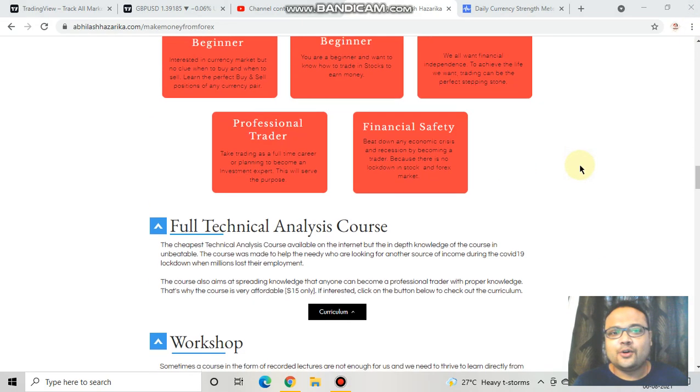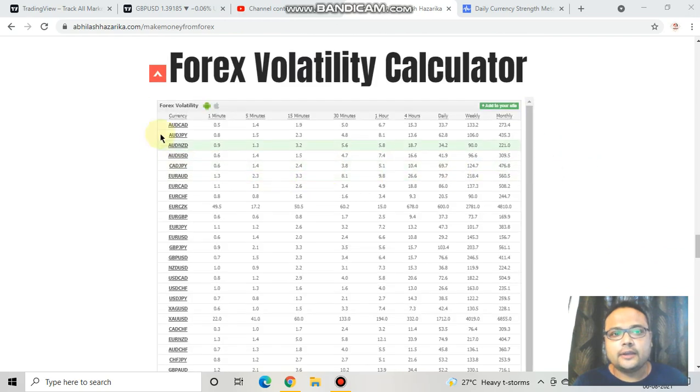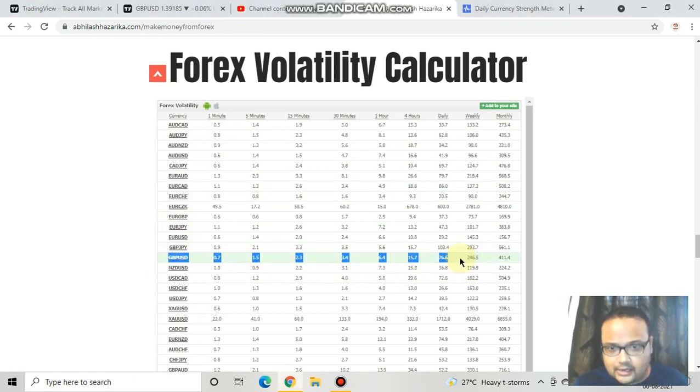Anyways, if we go to the forex volatility calculator, you'll find the calculator on the same page. You can see that right now hardly there is any movement in the market. In the 1 minute chart, 0.7 pips movement. In the 15 minutes chart, you can only expect a movement of 2.3 pips. In the 1 hour chart, only 6.4 pips, whereas you can expect a movement of 15 pips on the 4 hour chart. So there is not much movement in the market.